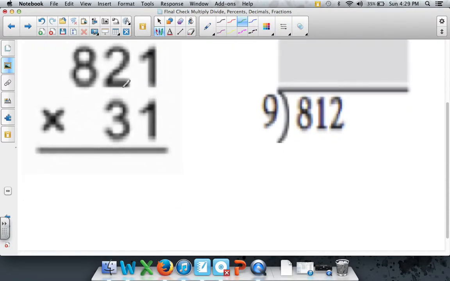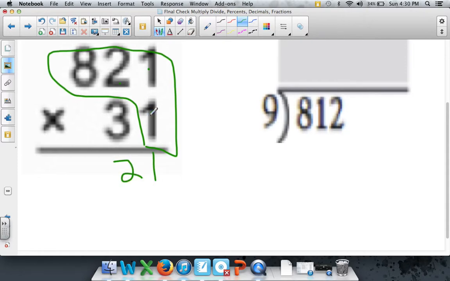First, multiplication. 821 times 31. Well, if you're having a hard time remembering, you could use the turtle head method. Ooh, it's a turtle head. Ooh, look at that. And remember that 1 times 1 is 1, then 1 times 2 is 2, and 1 times 8 is 8. That wasn't so bad, was it?